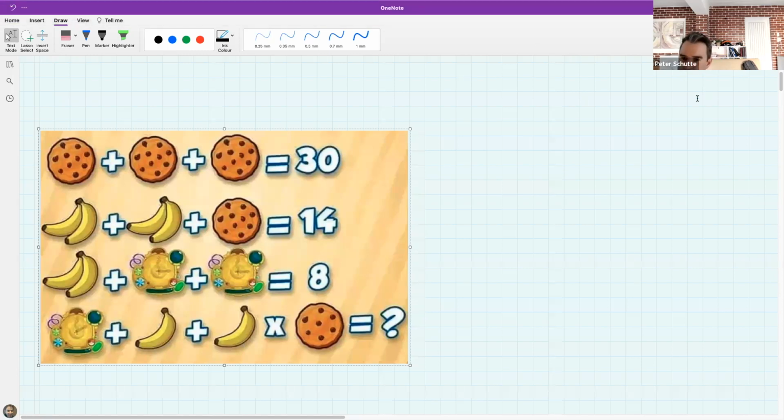What do you think the answer is to this? Let's have a look. I'm pretty sure this has to be 10. But now, these tricky bananas, you need to be careful. 4 bananas plus 1 cookie is 14. How much is 1 banana worth? So 1 banana, I think, has to be 1. Well, yeah.